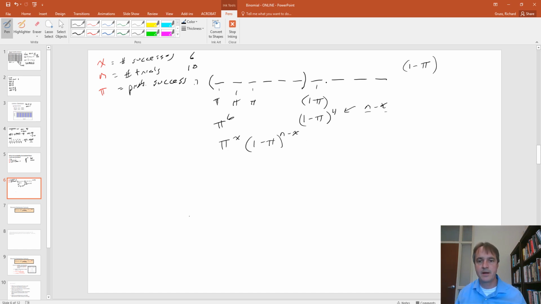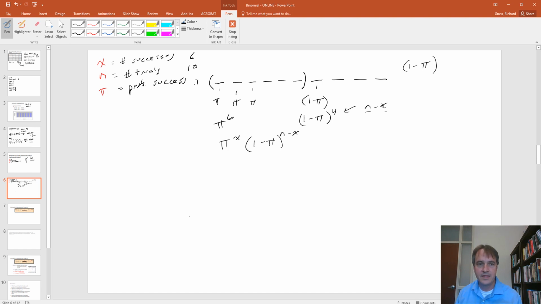So this gives us the probability of this case where they have successes on the first 6 trials and then failures on the next 4. So that's the probability of that. But this is not the only way to get 6 successes. It could have been the last 6, or it could have been this one and this one and this one, etc. So there are more ways of getting this, and so this should be familiar then.